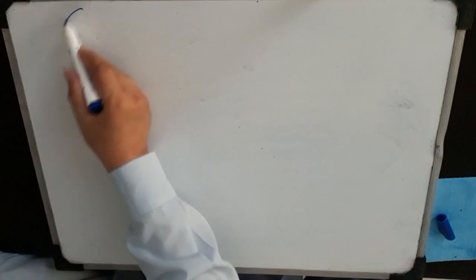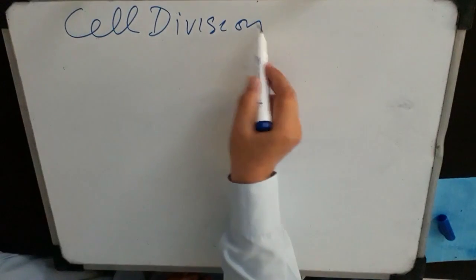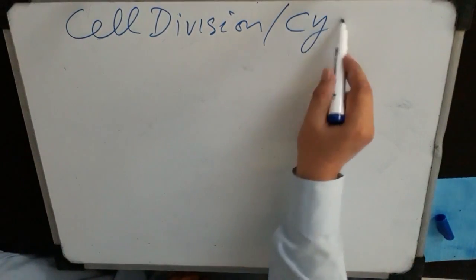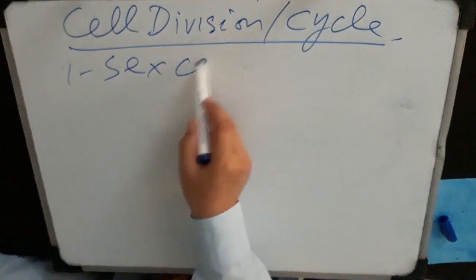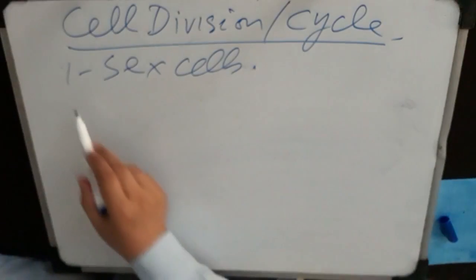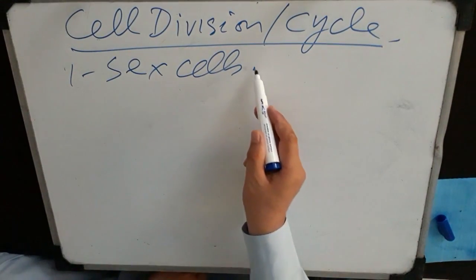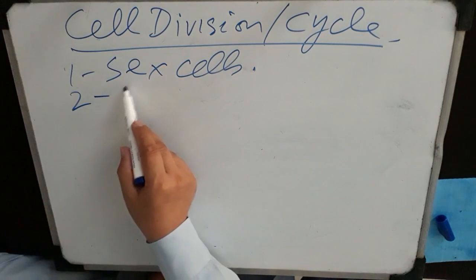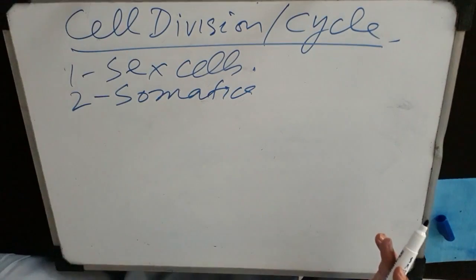This is the second lecture of embryology, and the title is Cell Division and Cell Cycle. There are two types of cells: the sex cells or germ cells, which are present in the gonads, the ovary or the testes, and second, the somatic cells, which are present in other parts of the body.